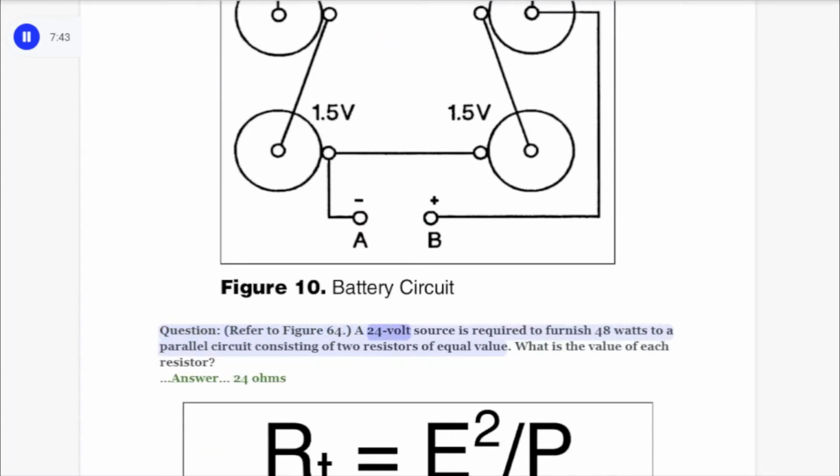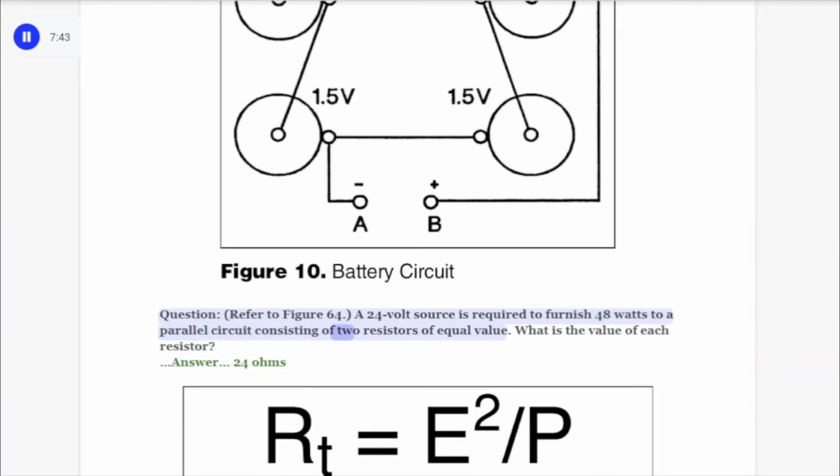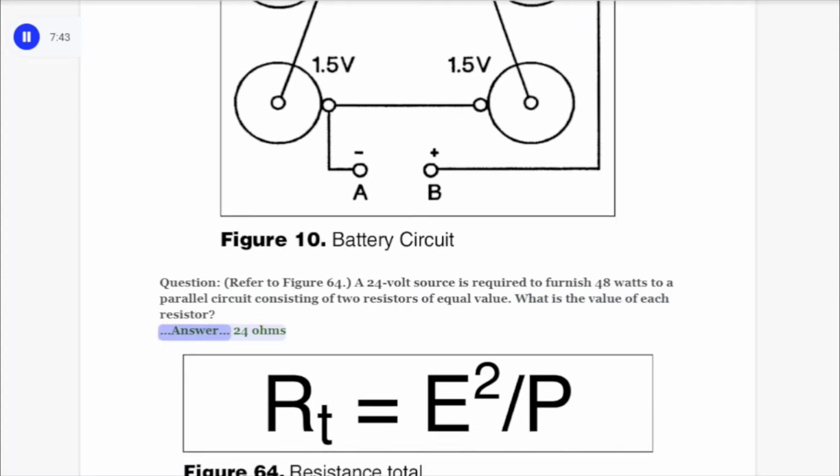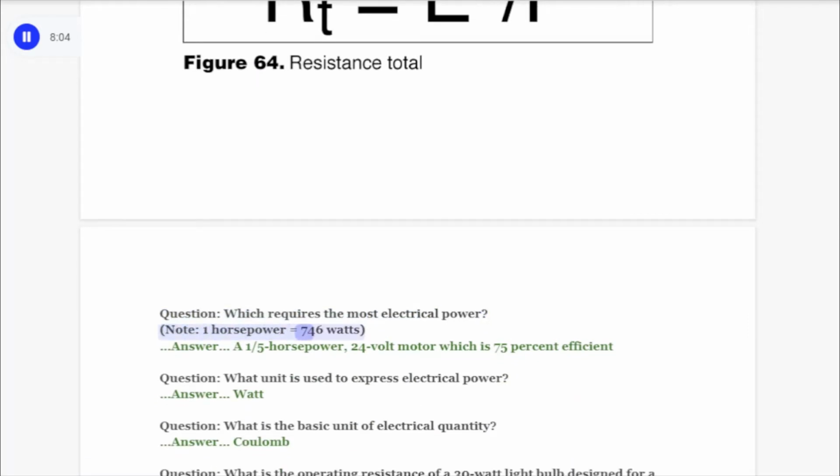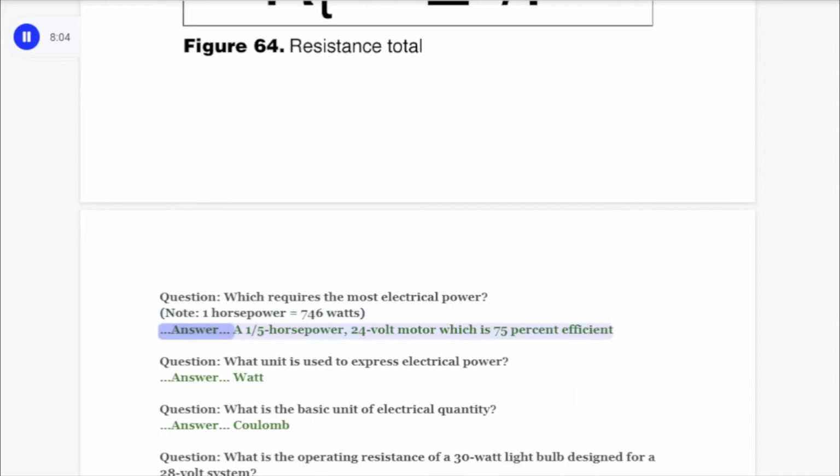Question. Refer to Figure 64. A 24-volt source is required to furnish 48 watts to a parallel circuit consisting of 2 resistors of equal value. What is the value of each resistor? Answer. 24 ohms. Question. Which requires the most electrical power? Note. 1 horsepower equals 746 watts. Answer. A 1/5 horsepower, 24-volt motor which is 75% efficient.